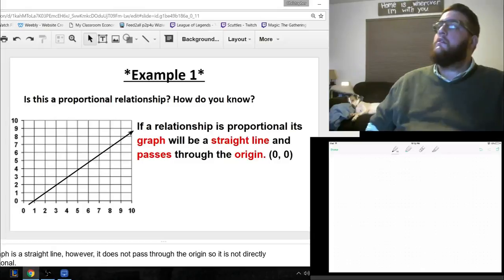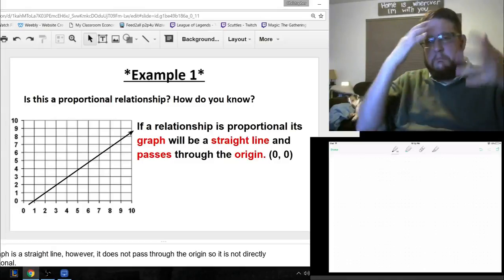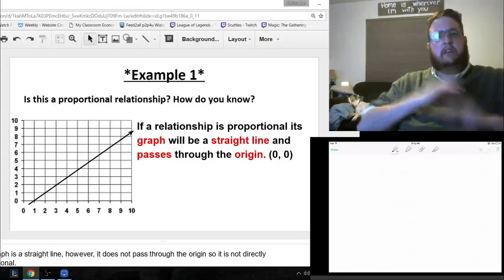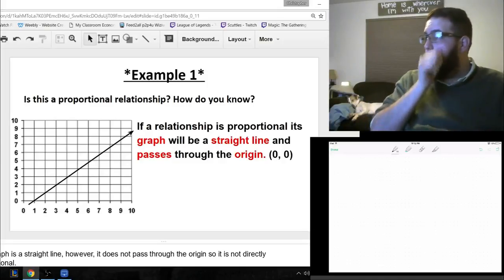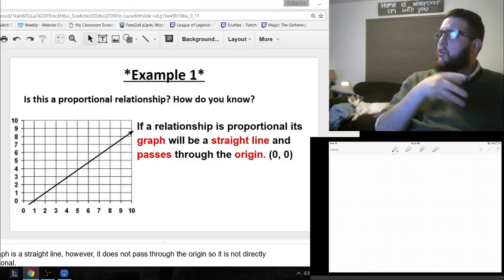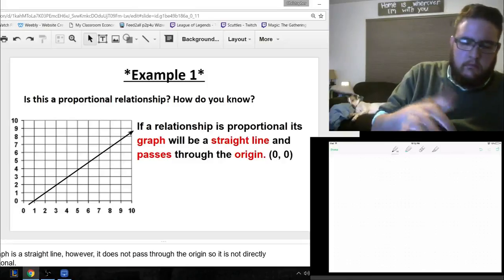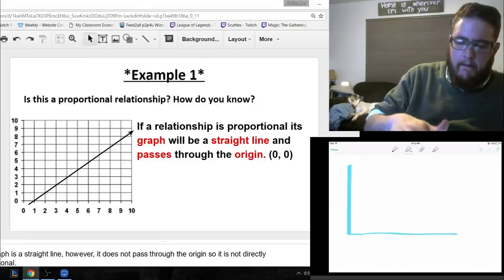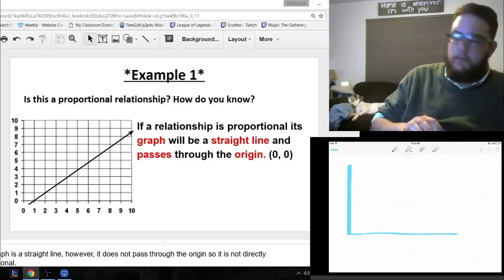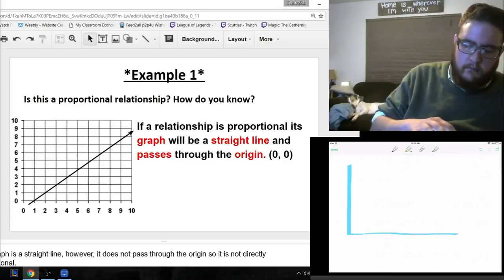So now we're going to get into the first example we did. We have to determine whether or not this is a proportional relationship, and we must explain how we know. Well, this is a graph, and so let's go back. Well, we'll first draw our graph here. So it looks something like this.